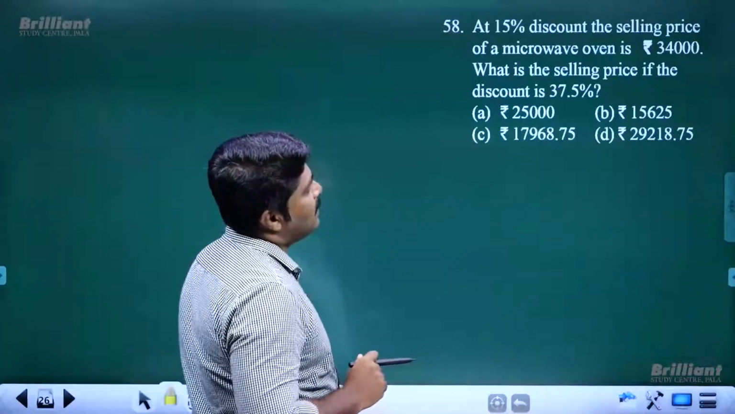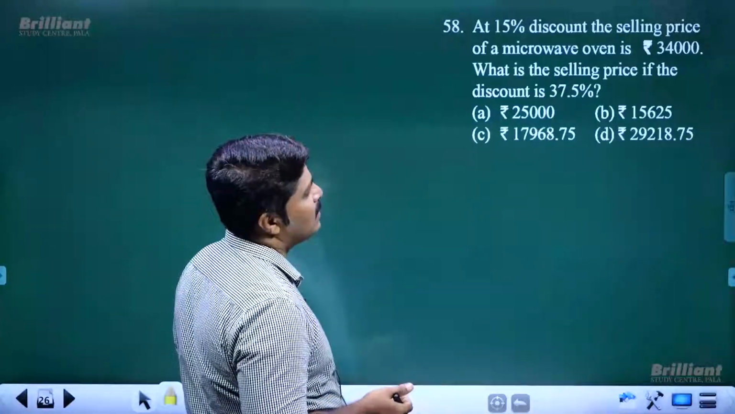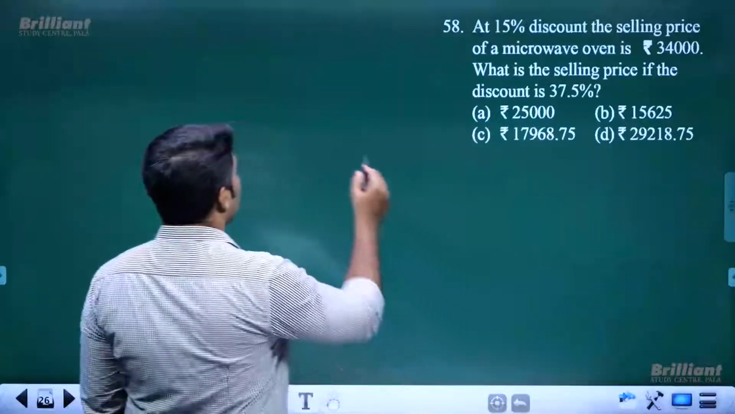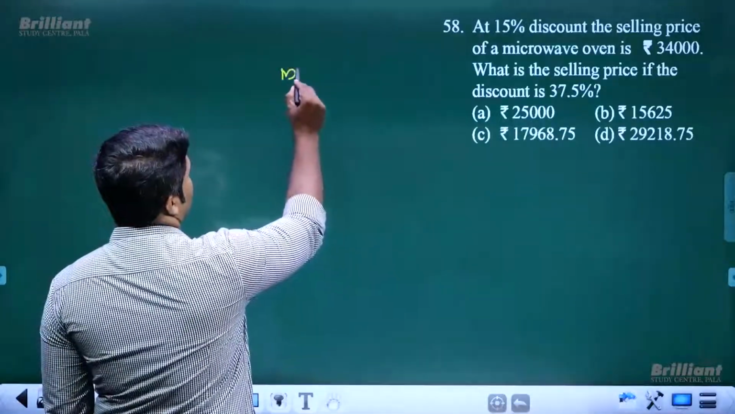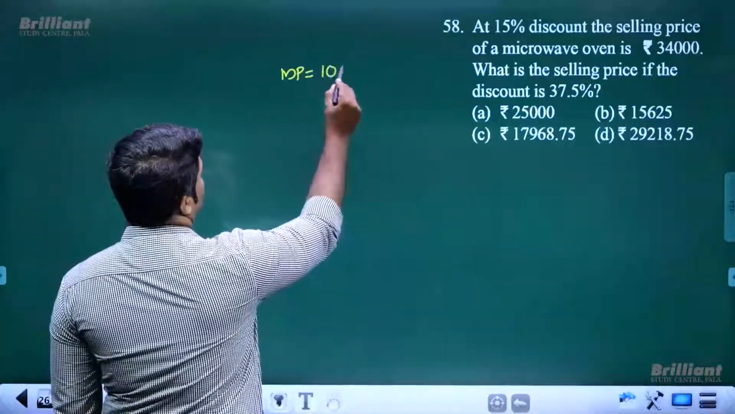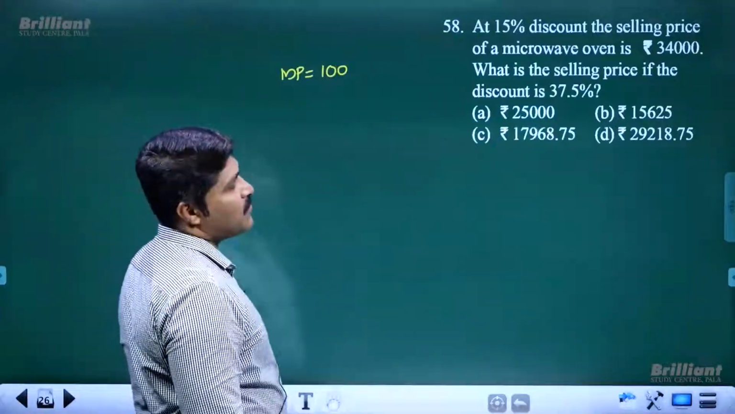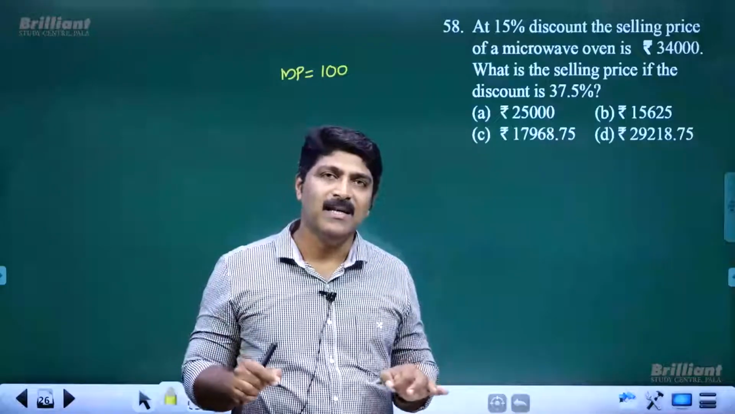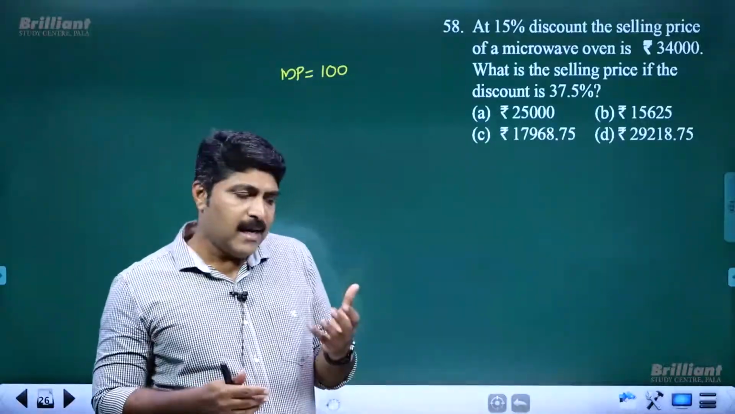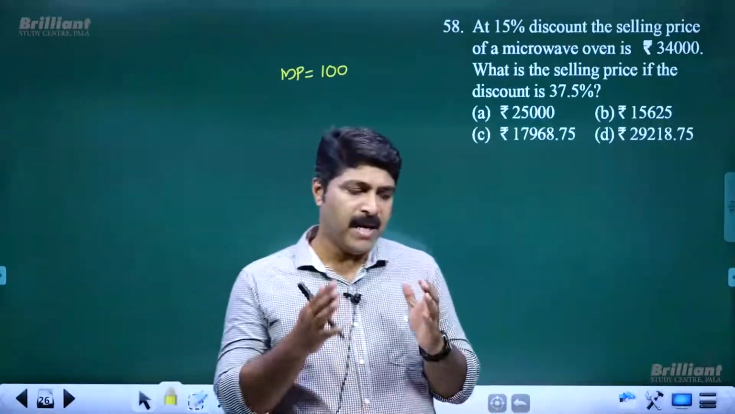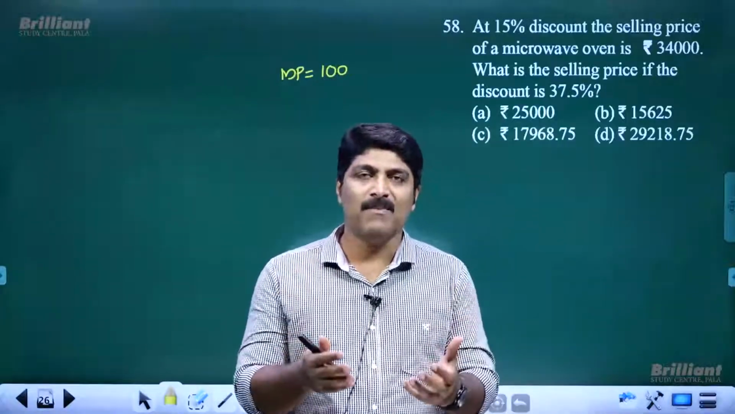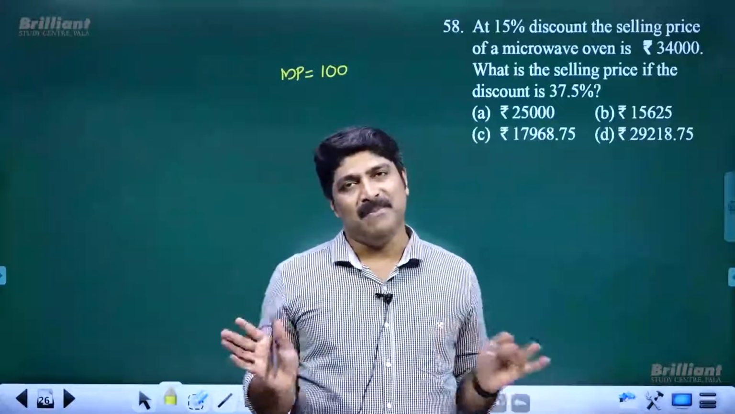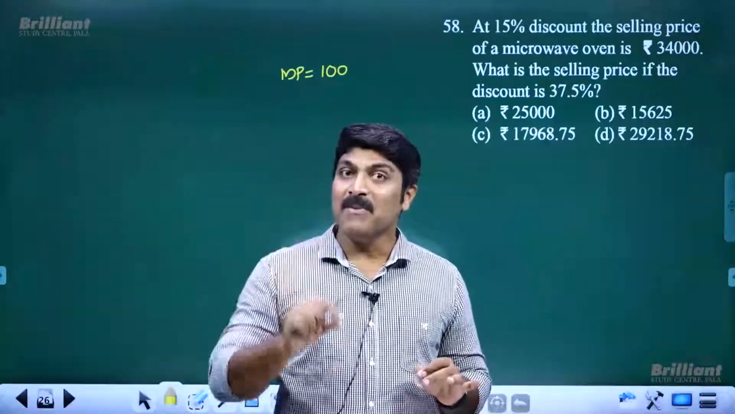At a 15% discount, the selling price is 34,000. What is the selling price if the discount is 37.5%? Here, the basic assumption is to take the marked price as 100. Marked price is nothing but the listed price. Suppose a product has its price printed on it as the marked price. A customer observes that price. It's called marked price, listed price, labeled price. These all are the same. The discount is applicable on the marked price.